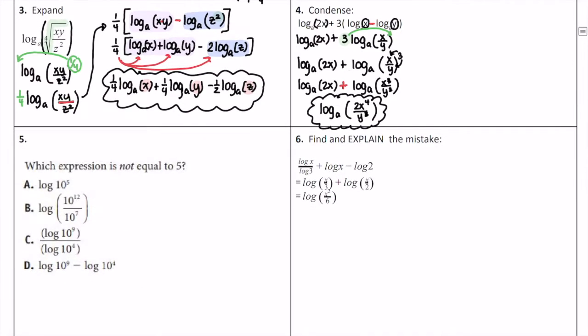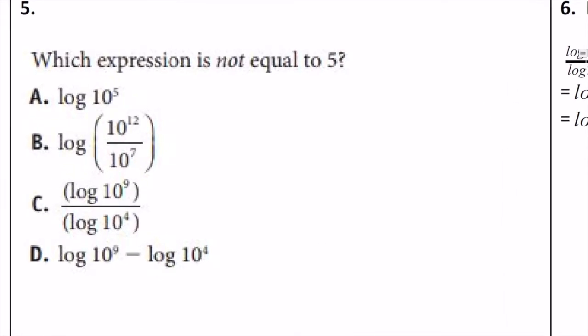For number 5, which expression is not equal to 5? So I need to find which one's not equal to 5. I can start with A and see, is that equal to 5 or not? When I don't see a base, I know the base is 10. So it's asking me, what do I have to raise 10 to get 10 to the 5th power? Remember, a logarithm is always an exponent. So what exponent do I need to raise 10 to get 10 to the 5th power? And that exponent is 5. So A is 5.